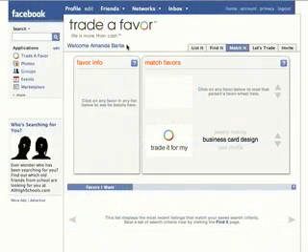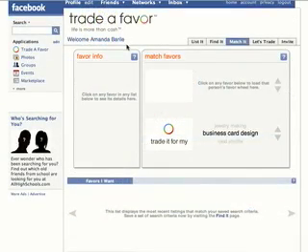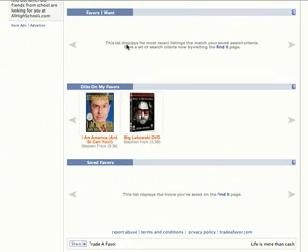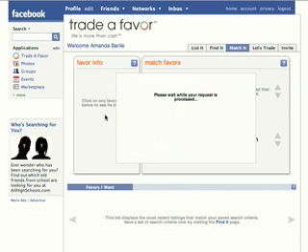On Amanda's side, she receives a Facebook notification that I've suggested a favor match, and the next time she logs on to Trade a Favor, she sees my favor in her dibs list, which shows her all the favors other people want to trade for one of her favors.